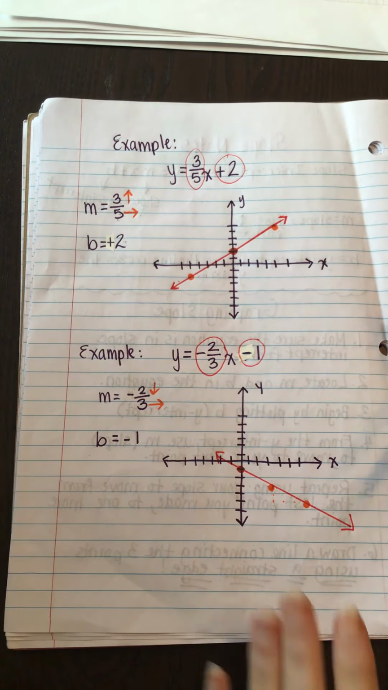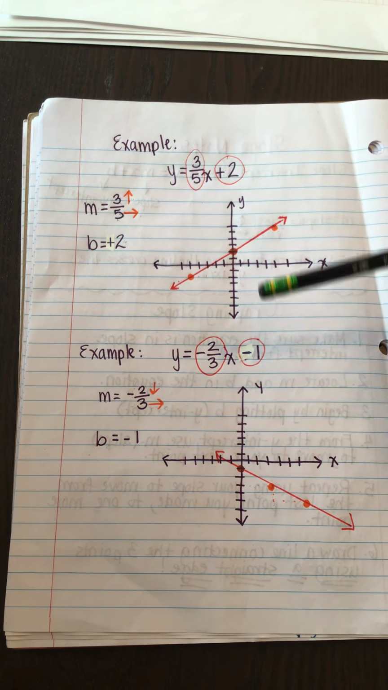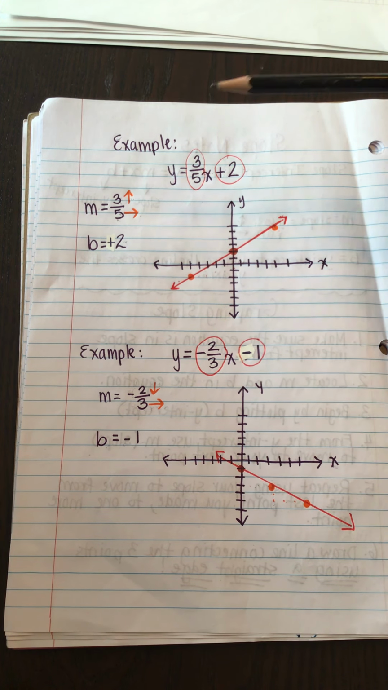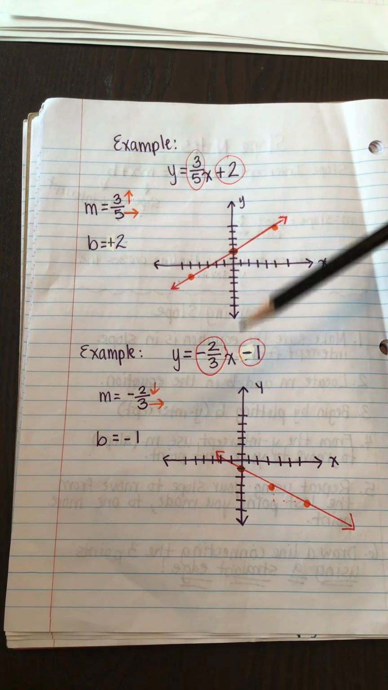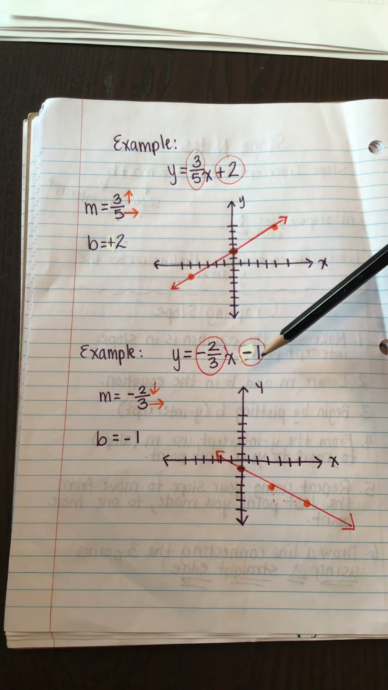So here we have 2 examples. In both of these examples, you'll notice that the equation is in slope-intercept form. The other thing you'll notice is we've got a positive slope in one and a negative slope in another, a positive y-intercept in one and a negative y-intercept in another. So we're going to go over how to do both of these problems.